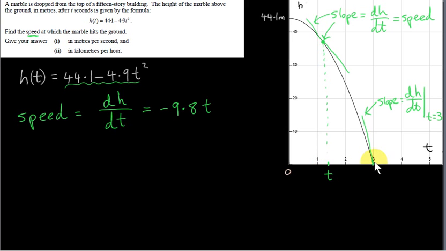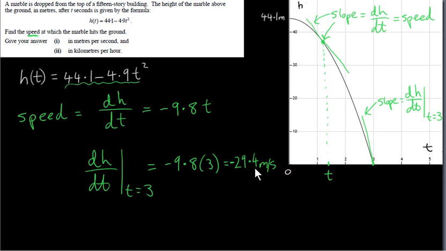So the speed is the derivative of the distance with respect to time. The distance is h, worked out at t equals 3. Because at t equals 3, the marble actually hits the ground. We saw that earlier. At t equals 3, the height is 0. So we want dh/dt at t equals 3. So we have minus 9.8 multiplied by 3. We get minus 29.4 meters per second. So the slope of this tangent is negative actually.